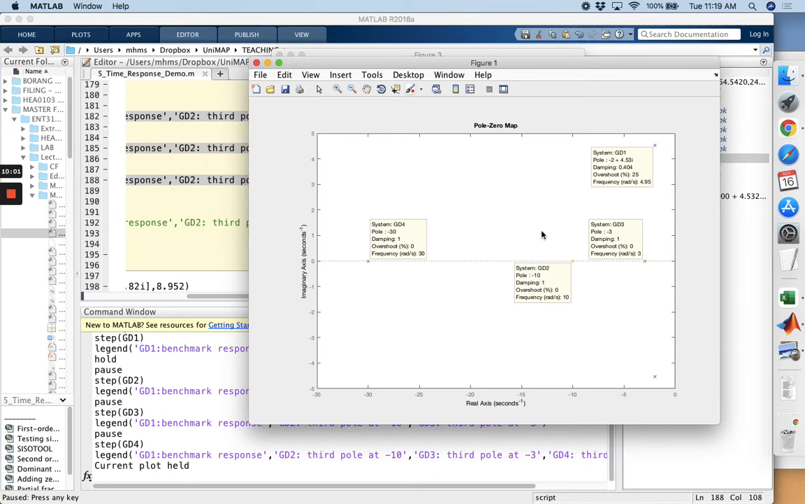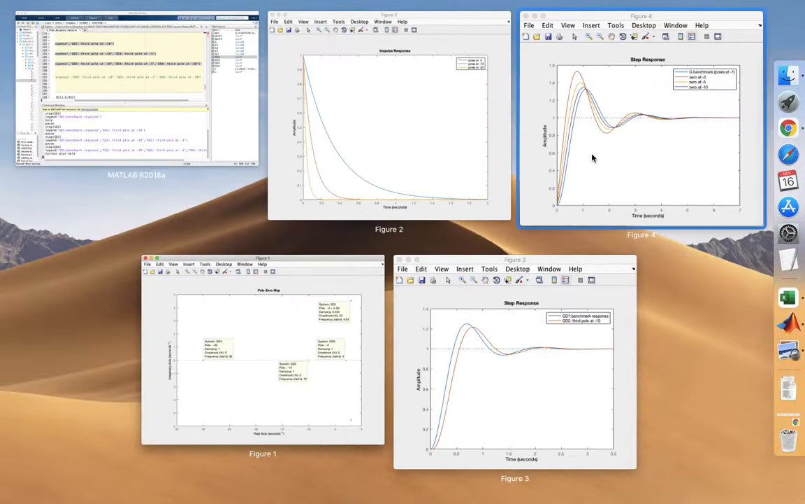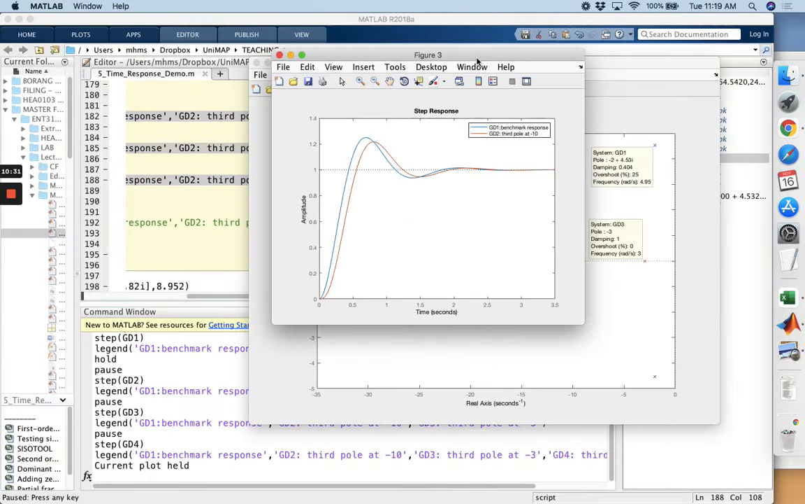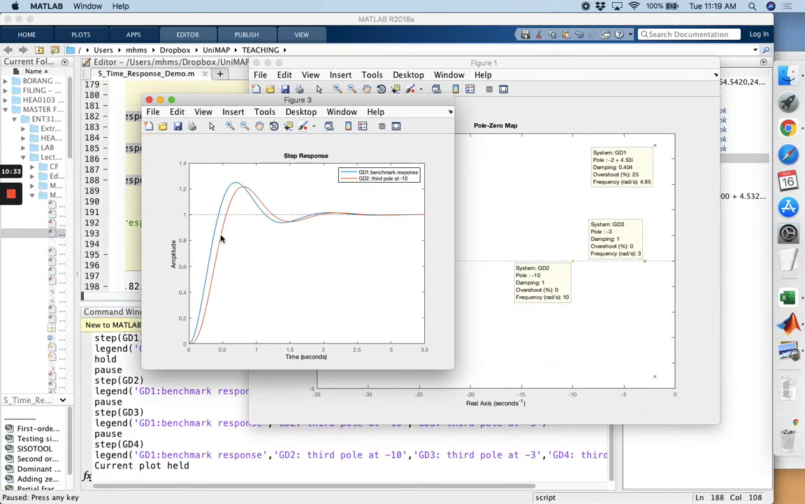So you can see here from our definition, we can say that if the third pole is located 5 times or more farther than the second or the dominant poles, we can approximate the system to the second order. That is why you can see from the plot here, the red plot resembles the blue plot. The blue plot is the second order system. The red plot is actually the third order system.